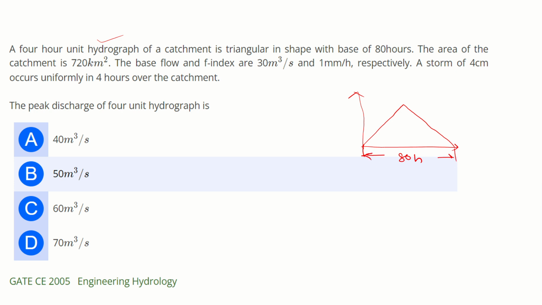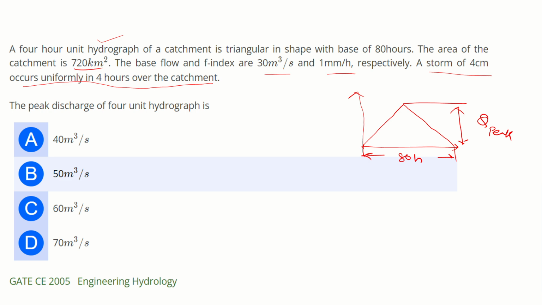The base is 80 hours. Peak, you have to calculate the peak. ठीक है, this value is not known, so you have to calculate the peak. What is given to you? Catchment area is given. ठीक है, और भी कुछ इंफॉर्मेशन दिया हुआ है, जैसे the base flow is given, phi index का value is given, और they are saying कि a storm of 4 centimeter occurs uniformly in 4 hours for the catchment. 4 सेंटीमीटर रेनफॉल हुआ है over 4 hours.